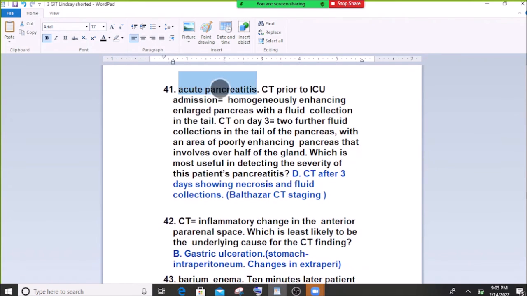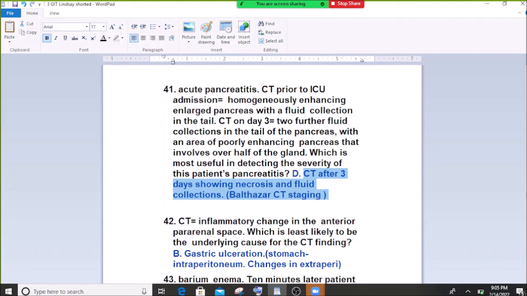41. Acute pancreatitis. CT prior to ICU admission shows a homogeneously enhancing pancreas with fluid collection in the tail. CT on day 3 shows two further fluid collections in the tail of the pancreas with an area of non-enhancing pancreas that involves over half of the gland. Which is most useful in detecting the severity of this patient's pancreatitis? CT after 3 days showing necrosis and fluid collection. This is called Balthazar CT staging.